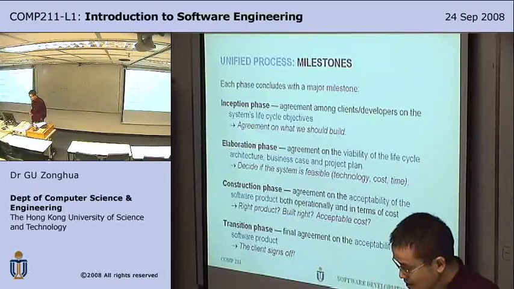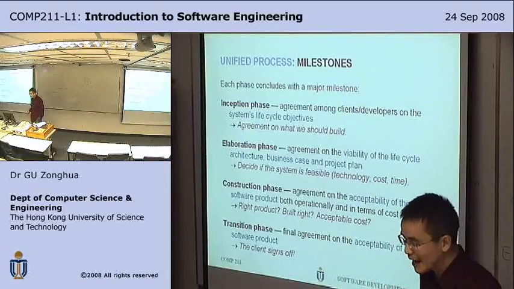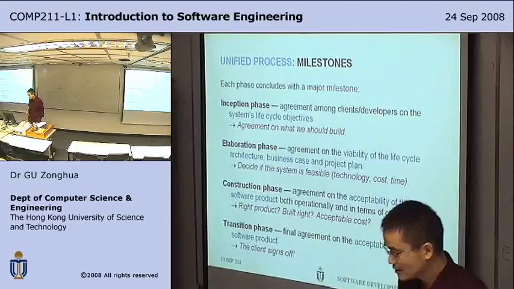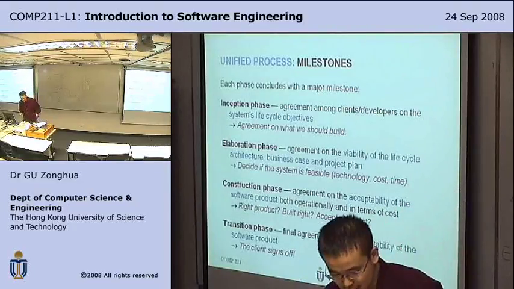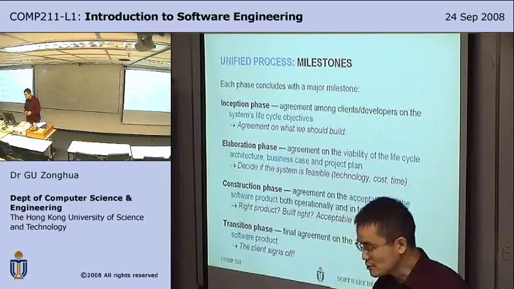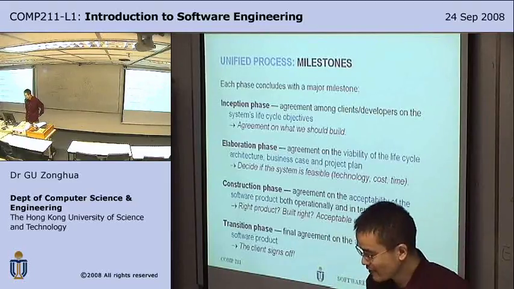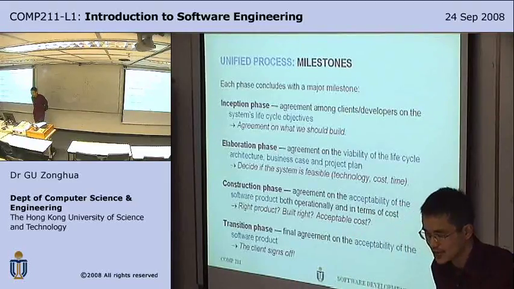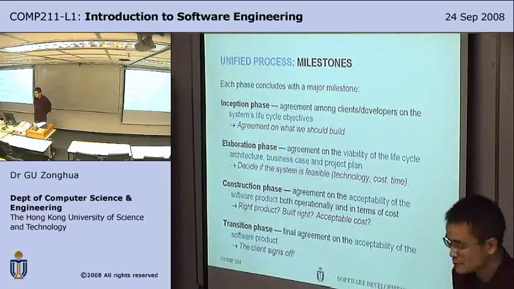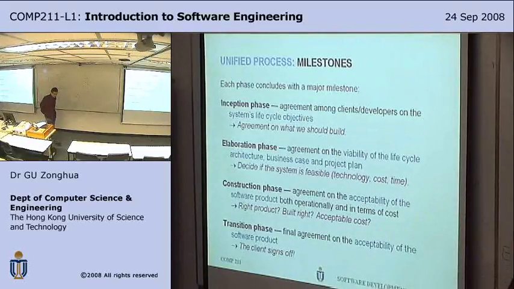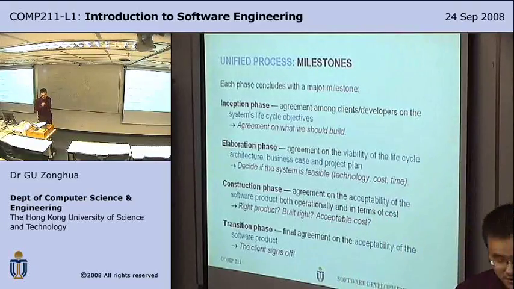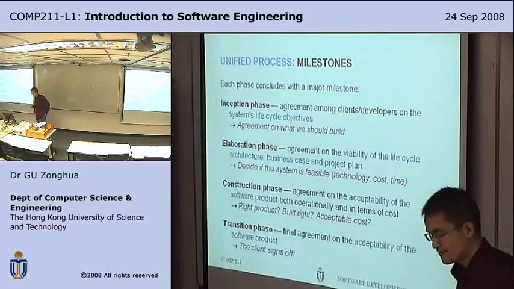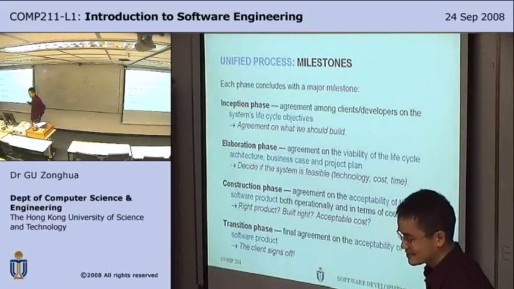So each phase concludes with a major milestone. You have 4 phases, right? The inception phase is where you reach agreement among the clients and the developers on the system's lifecycle objectives. That is, agreement on what we should build. So for the registration system, you want to build a system that allows students to register for courses, and a few other functionalities. So that's after the inception phase.